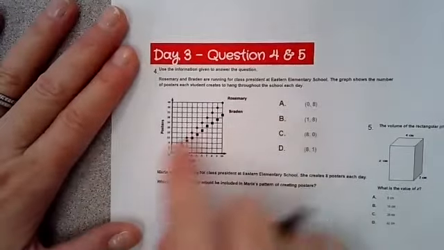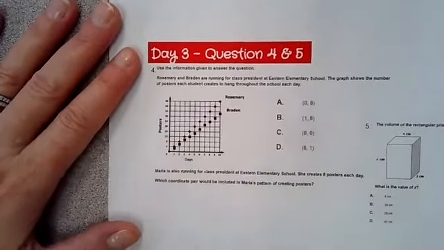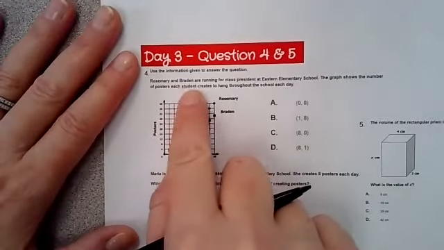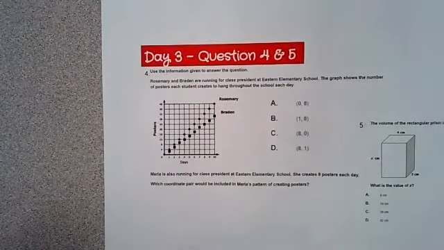Oh my gosh, Miss Ross, I see dots on the line. This looks like it should be patterns. Let's see. Rosemary and Braden are running for class president at Eastern Elementary School. Good for them. The graph shows the number of posters each student creates to hang throughout each school day.